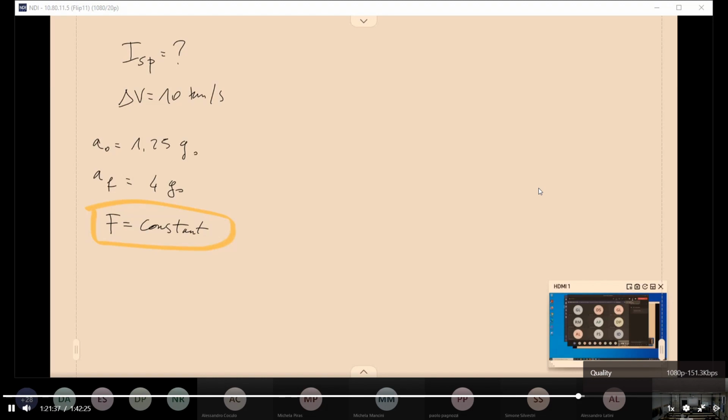So here the trick is to exploit the fact that if we have constant thrust, the ratio between initial and final acceleration is equivalent to the mass ratio. So once we have the mass ratio, of course, we can use the rocket equation. So we say that AI over AF is equal to 0.3125.